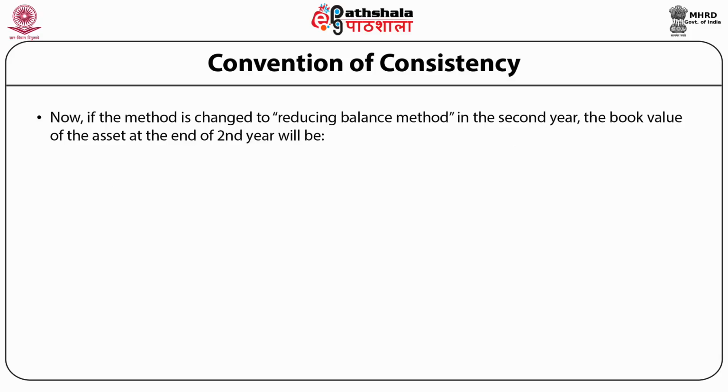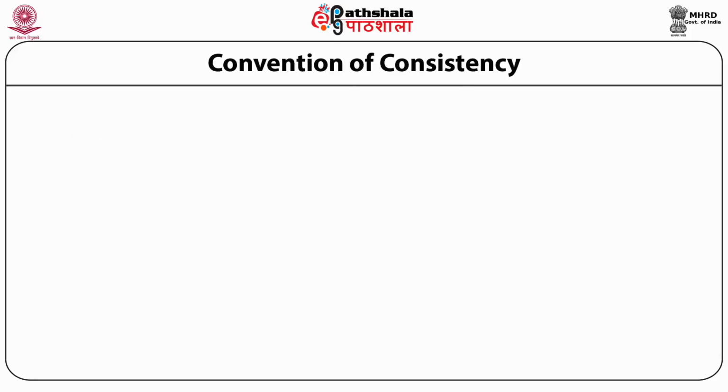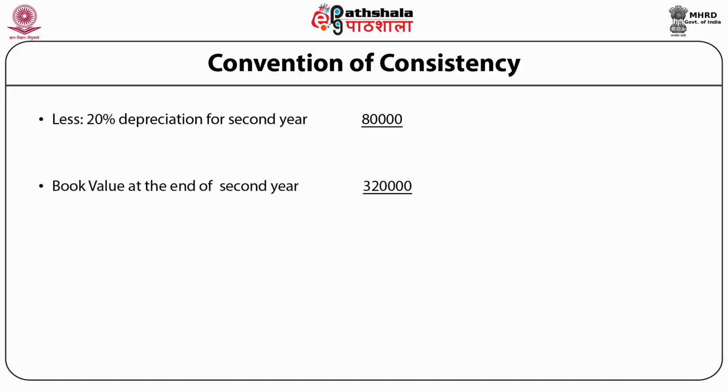Now, if the method is changed to reducing balance method in the second year, the book value of the asset at the end of the second year will be like this. Cost of the fixed asset, that is rupees 5 lakhs, less 20% depreciation for first year, that is rupees 1 lakh. Now book value at the end of the first year is rupees 4 lakhs. Now, 20% depreciation for the second year, that is 20% of rupees 4 lakhs on the basis of reducing balance method. This depreciation comes out to rupees 80,000. And now, book value at the end of the second year will be rupees 3,20,000.